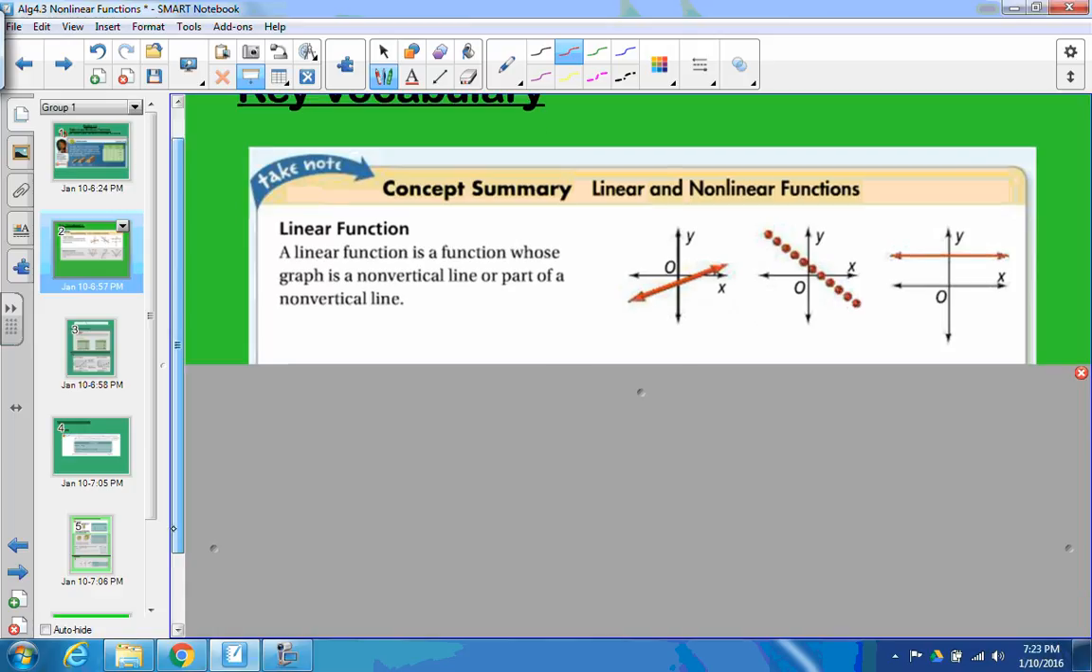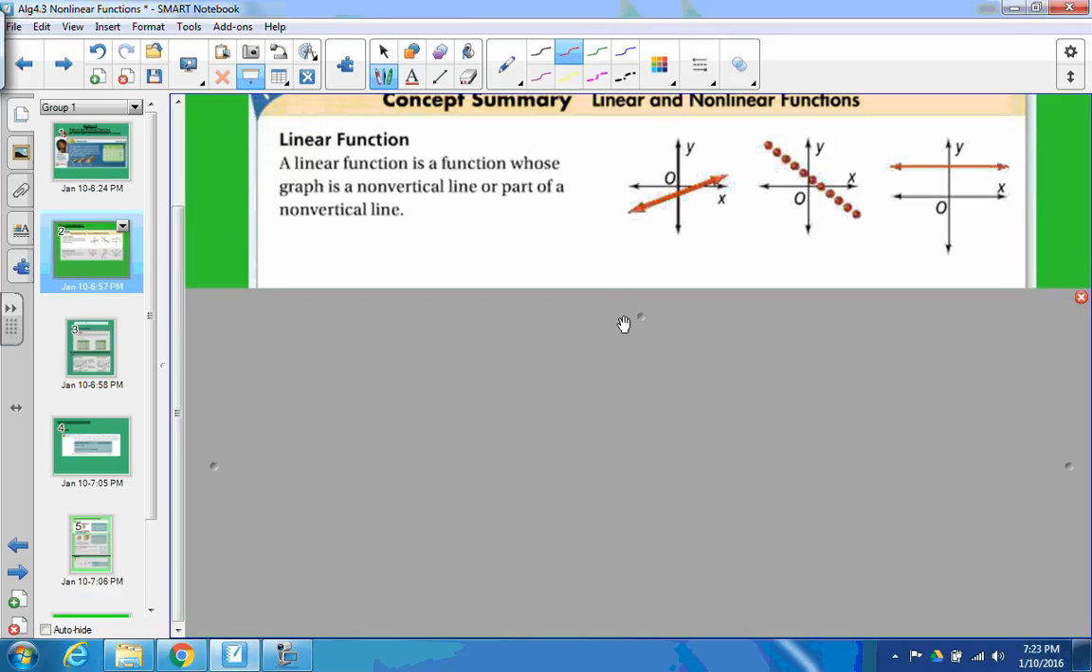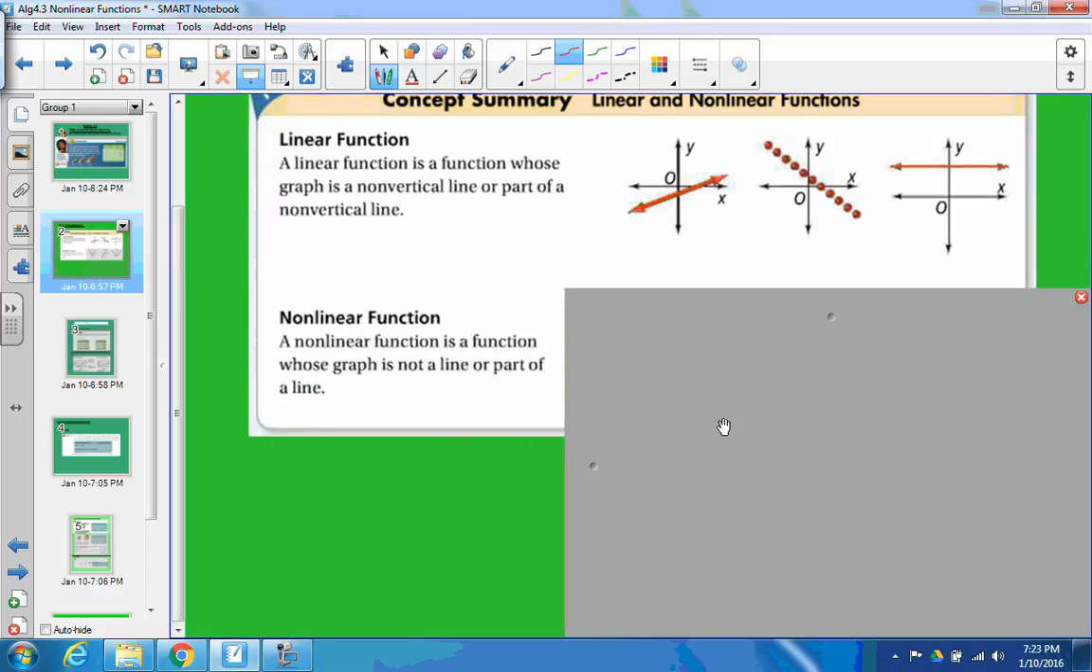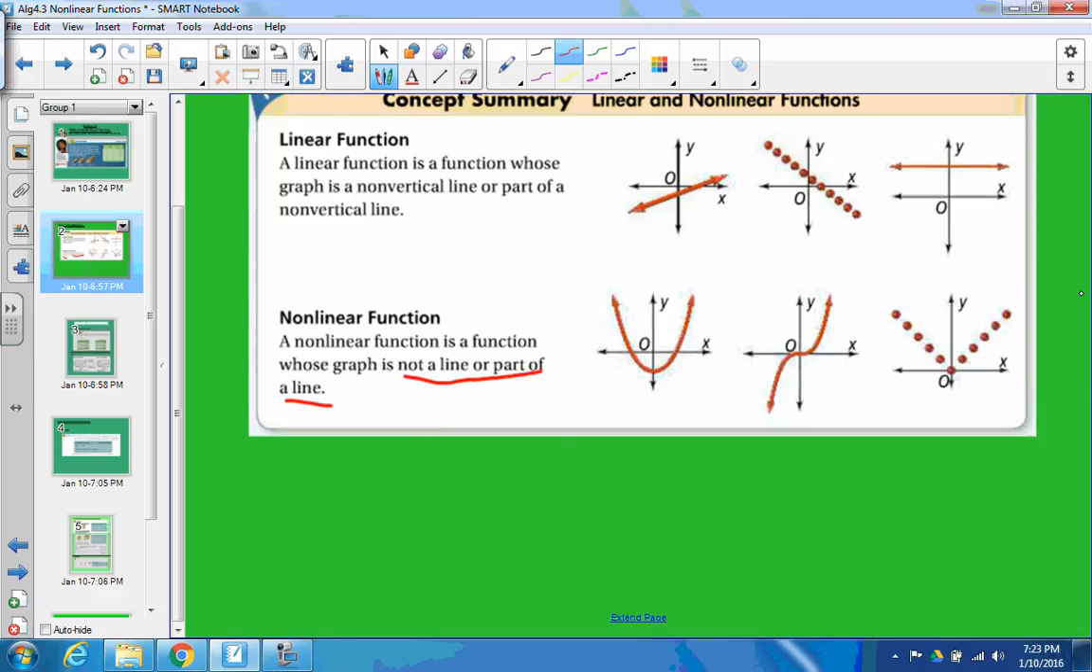So when we graph, the other one is a nonlinear function. And a nonlinear function is a function whose graph is not a line or part of a line. So when you look at the graph of a nonlinear function, there's many different ways that it could look. And the ones we've got here, this is actually called a parabola. It's got a little curve to it, kind of looks like a U. This one right here kind of looks like some sort of an S, but this is nonlinear. It's got some curve to it.